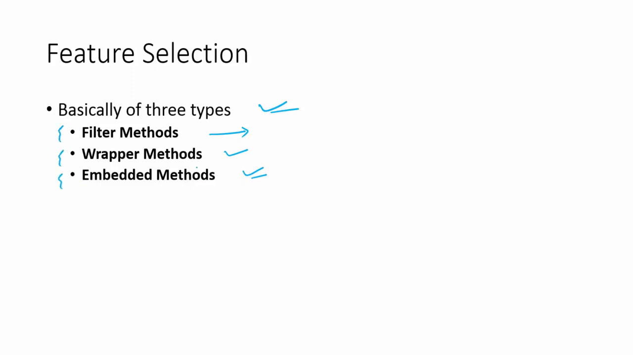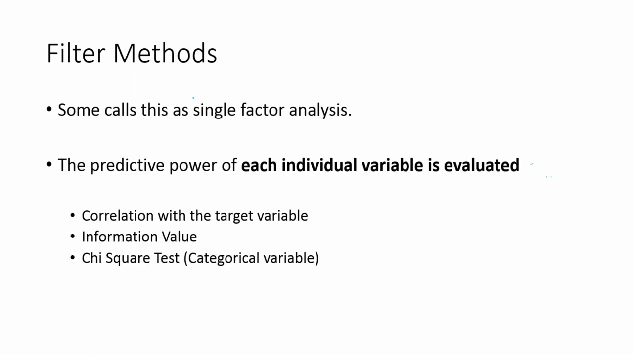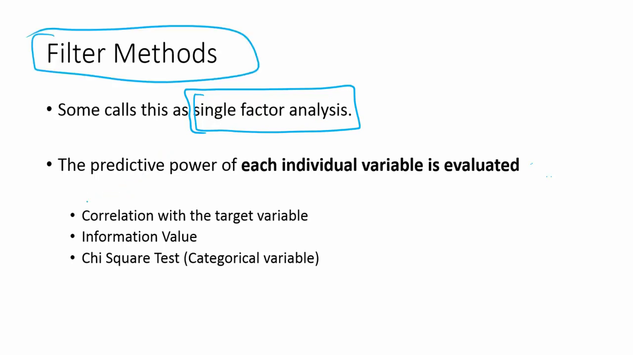So what is the filter method? Filter methods have several types of selection methods, and it's also known as single factor analysis. In econometric modeling or pure statistical modeling, people call this single factor analysis. What we do in such methods, because there are several methods out there, is compute the predictive power of each individual variable. So instead of combining, we just measure the predictive power of each individual variable. We evaluate that. How do you do that? Well, there are several ways to do it.